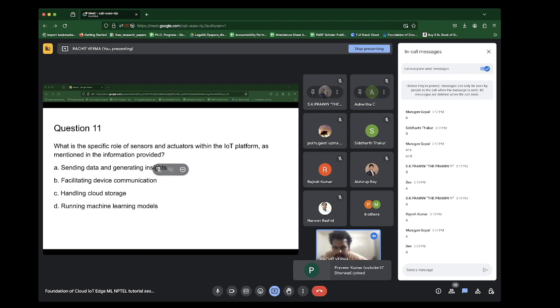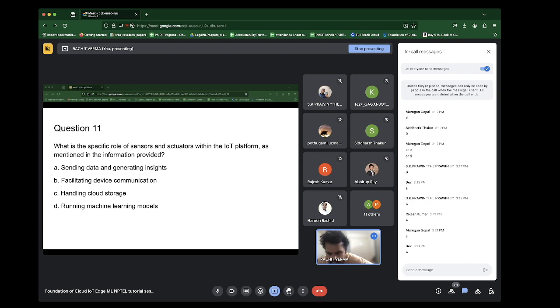The sensors and actuators themselves don't generate any insights. That is done at the cloud, the processing side. And the facilitation of device communication is not handled by the sensors and actuators themselves. That is handled by cloud IoT. And as far as handling cloud storage is concerned, sensors and actuators don't handle the cloud storage, of course. That is handled by the cloud.